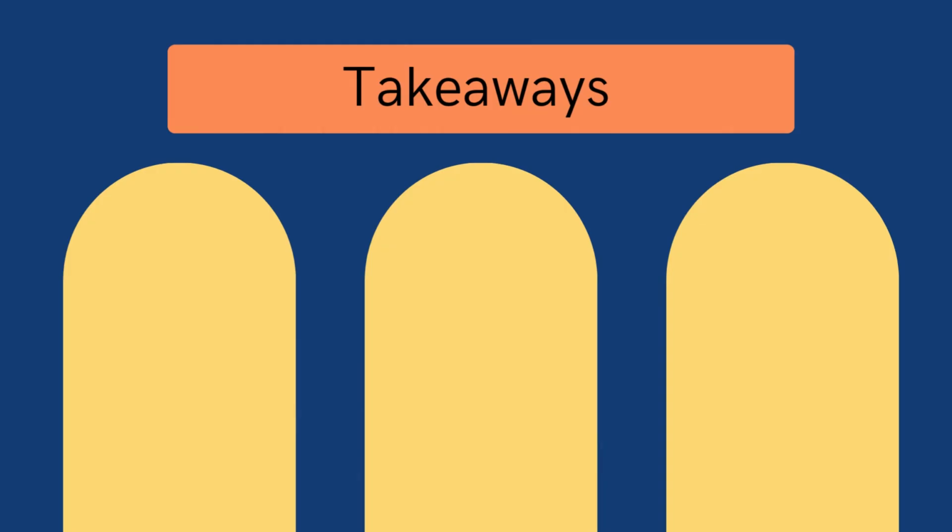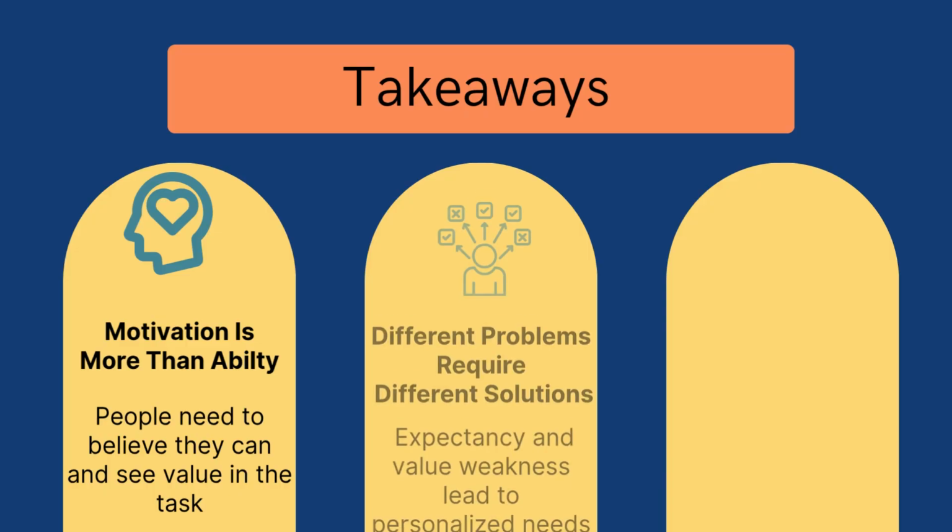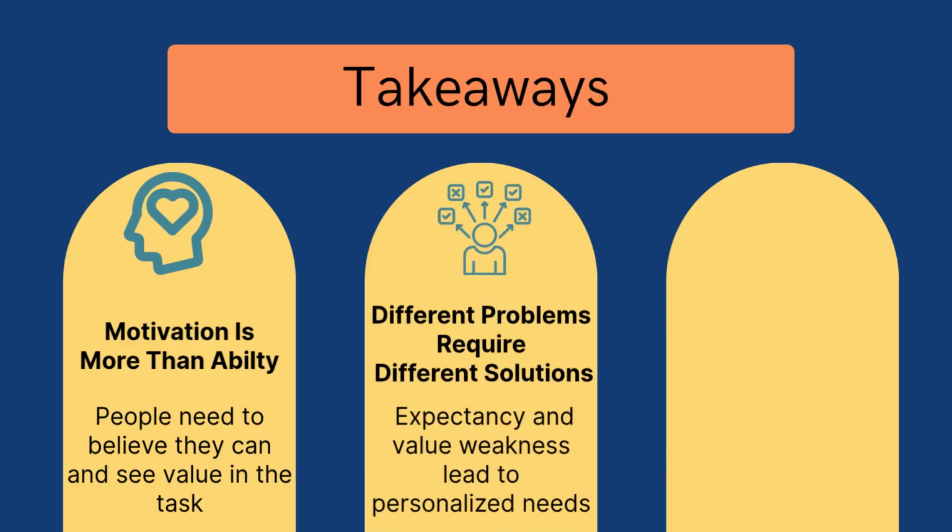Let's reflect on some key takeaways for the expectancy value theory. Motivation is more than ability. Individuals must perceive that they can be successful and see value in the task. Bob and Kate both perceived they would be successful, but had weaknesses in task value.